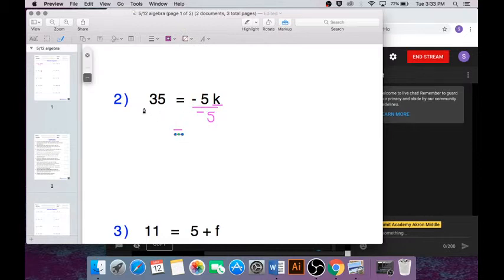So whatever we do to one side, we also have to do to the other side. Okay, our negative 5 multiplied and negative 5 divided are going to cancel each other out, leaving k. So we're going to bring down our k. And over here we have 35 divided by negative 5. 35 divided by 5 is 7. And because one is positive and one is negative, our answer is going to be negative 7. Remember, if the signs are different, it is negative. If the signs are the same, it is positive.